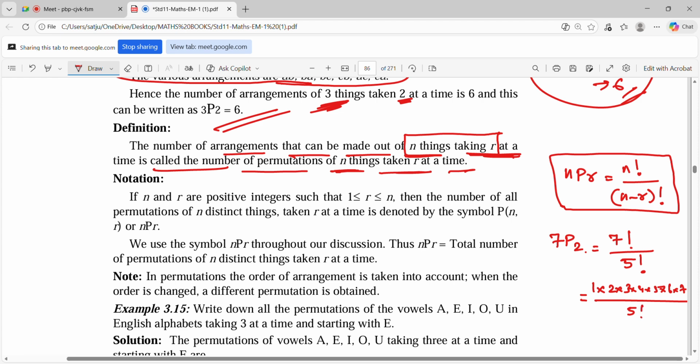Right, this is 5 factorial. You can write it as 1 into 2 into 3 into 4 into 5. So that 5 factorial gets cancelled here. See here what you are getting: 6 into 7. That is 7 into 6.